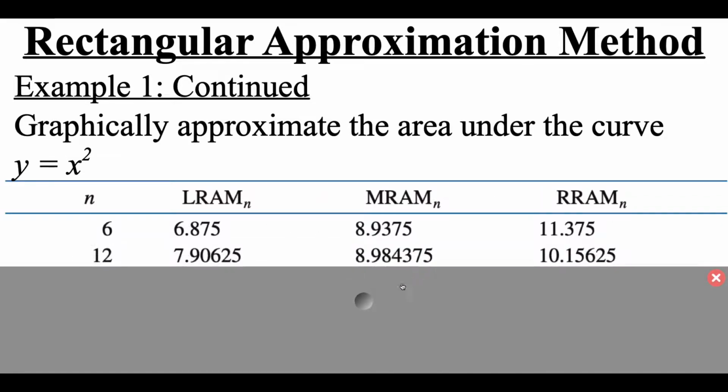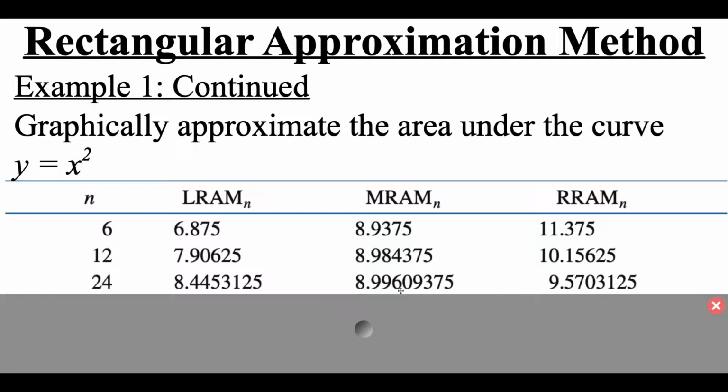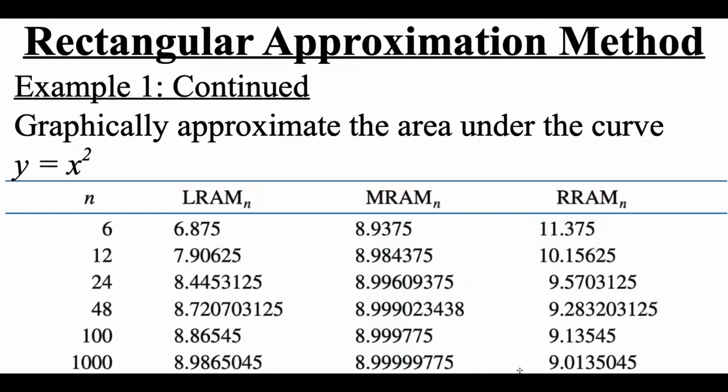If we bumped that up to 12 rectangles, we can see our numbers changing in here. If we bumped that up to 24 rectangles, again, those numbers are changing. They're getting closer and closer to the actual area underneath the curve. But again, the more rectangles that we do, the more calculations that we have to do by hand, and then add up all of those individual areas together. If we used 48, here's the area approximations that we would get. If we used 100 or 1,000, here's those area approximations that we would get.